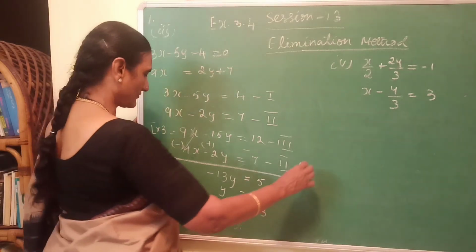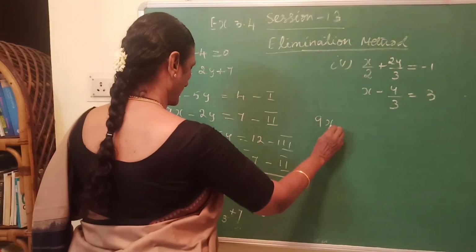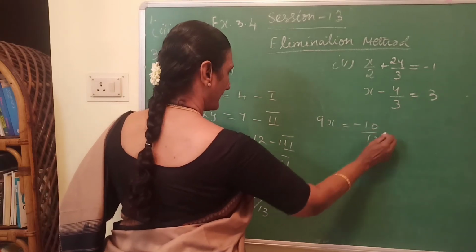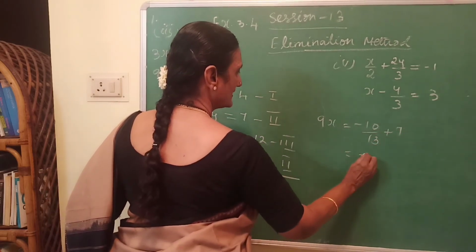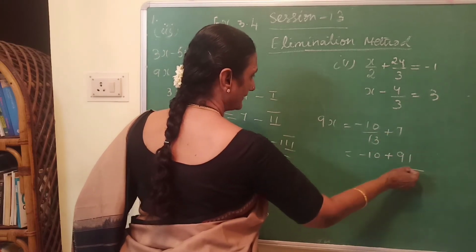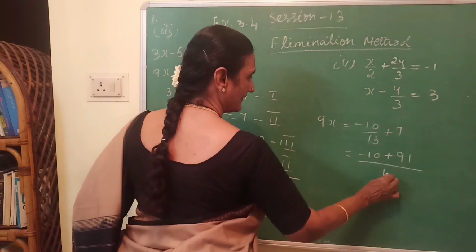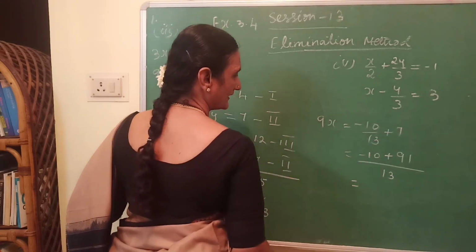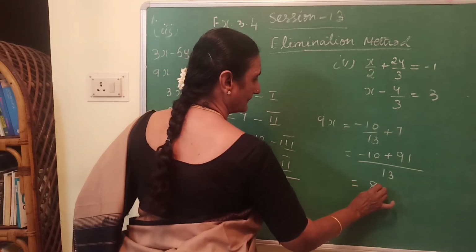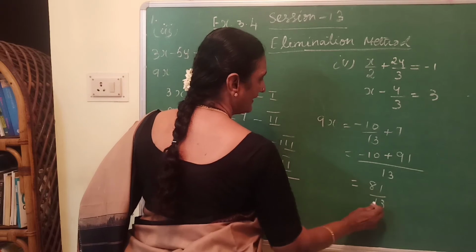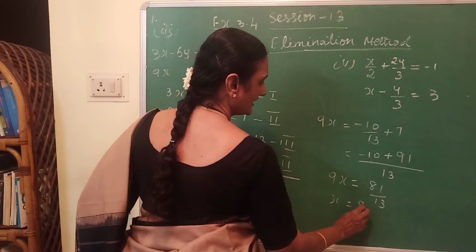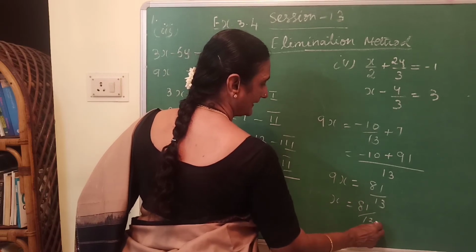Now do the calculation. 9x is equal to minus 10 by 13 plus 7. So I will get minus 10 plus 91, 13 sevens are 91, by 13. So what is this value? Tell me what this value is. 81 by 13. 9x is equal to 81 by 13 means x is equal to 9 by 13.